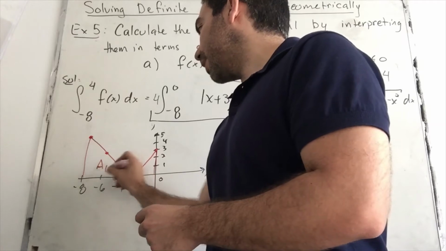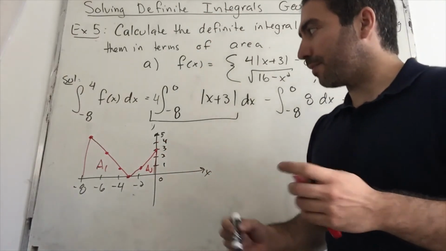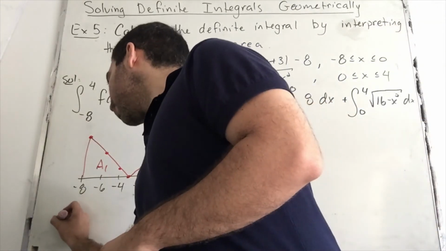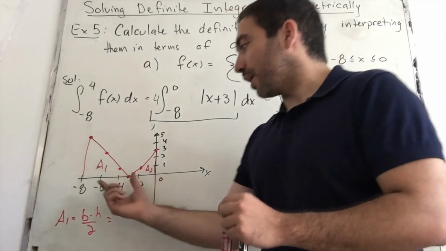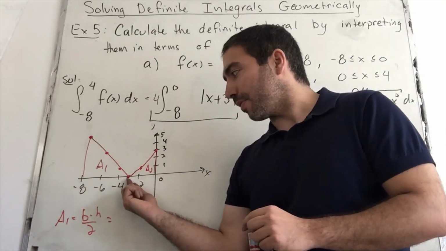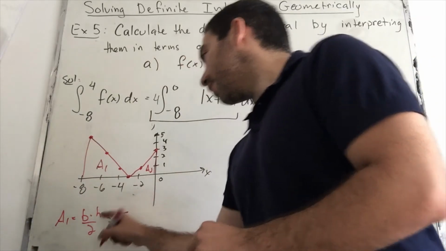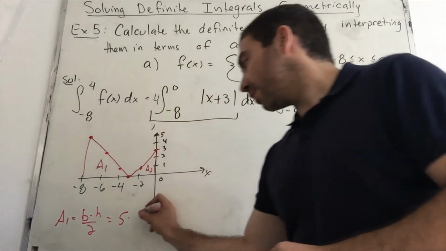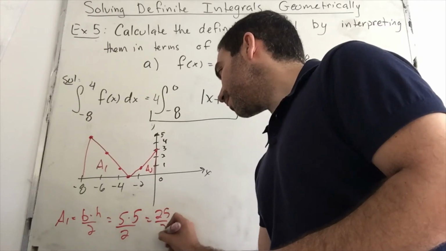So we have our two regions, area 1, area 2. And let's go ahead and find the area of each. So let's do this in red. Area 1 is a triangle, so it's base times height divided by 2. The base of the triangle goes from -8 to -3. That's a distance of 5. So we have 5 times the height. From here it's 0 to the top here is 5. So 5 times 5 divided by 2, giving me 25 on 2.